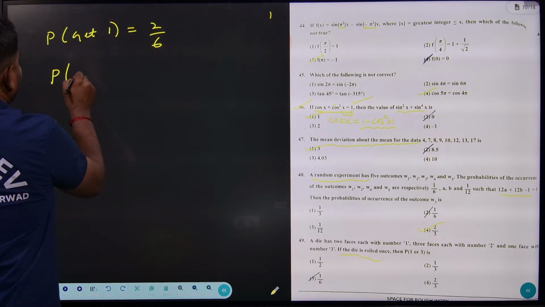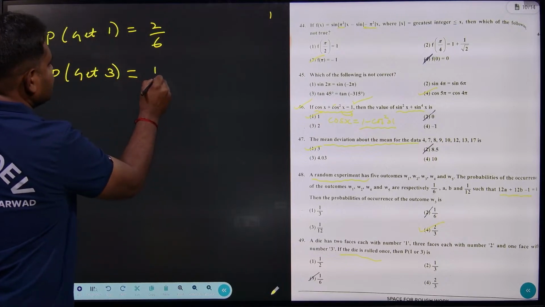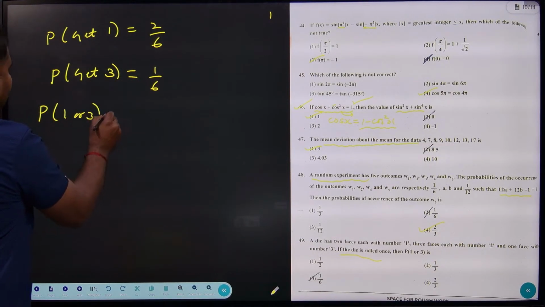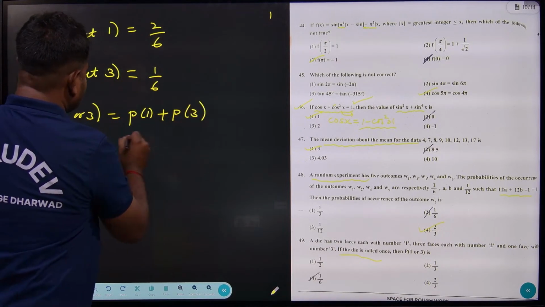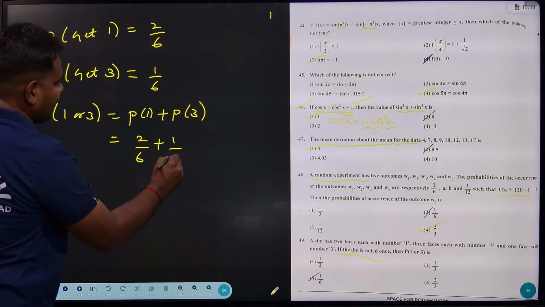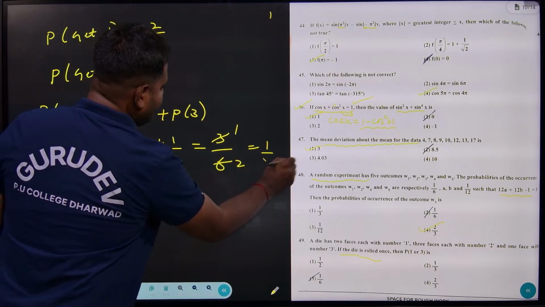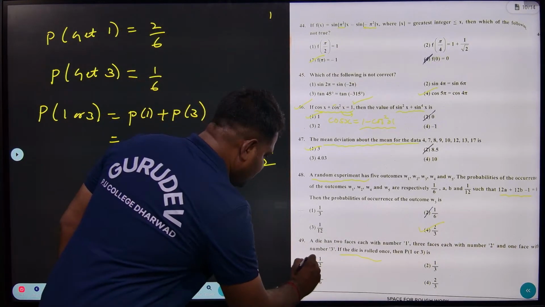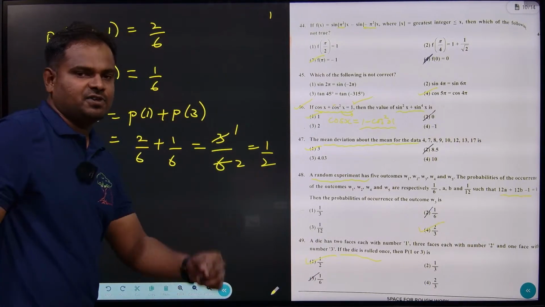And what is the probability of getting 3? Which is 1 by 6. He is asking probability of 1 or 3. That is probability of getting 1 plus probability of getting 3. So probability of getting 1 is 2 by 6. Probability of getting 3 is 1 by 6. So therefore 3 by 6. If you cancel here, 1 by 2. 1 by 2 is present in option A. Hence for question number 49, option A is the right answer, students.